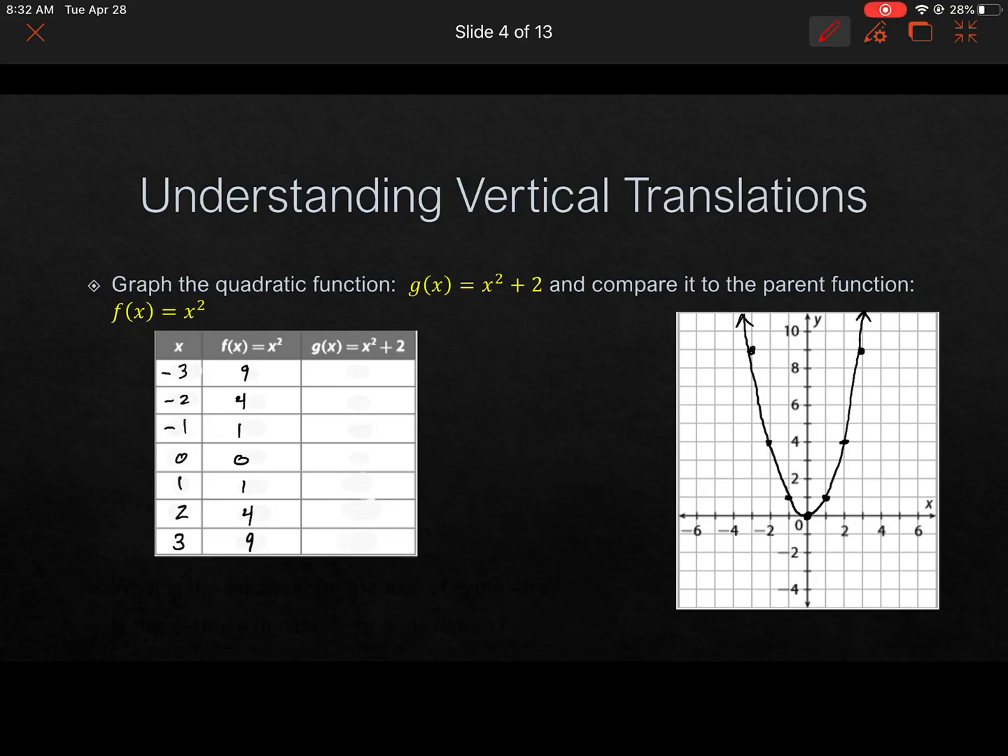All right, let's compare it to this other function. This one's kind of easy because all we have to do is add 2 to our results from the parent function. So we're just going to add 2 to each one of these. This would be 11, which does fit on the graph. 4 plus 2 is 6. 1 plus 2 is 3. 0 plus 2 is 2, and then the mirror points, 3, 6, 11. Okay, so let's graph this. I like to start with the vertex, so 0, 2. Then 1, comma 3.